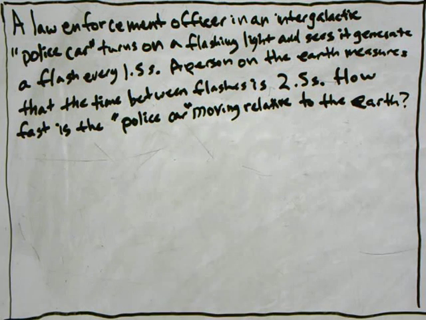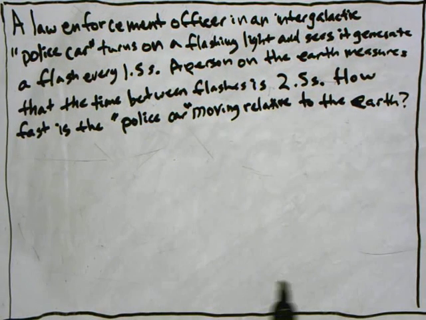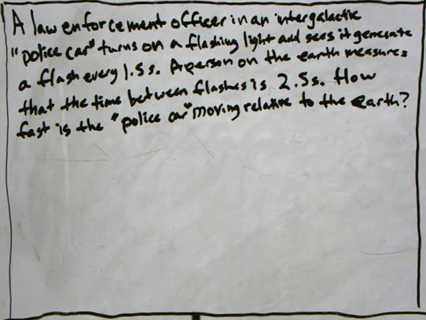Okay, so we're going to do a problem on relativity. The question we're given is: a law enforcement officer in an intergalactic police car turns on a flashing light and sees it generate a flash every 1.5 seconds. A person on Earth measures that the time between the flashes is 2.5 seconds. How fast is the police car moving relative to the Earth?